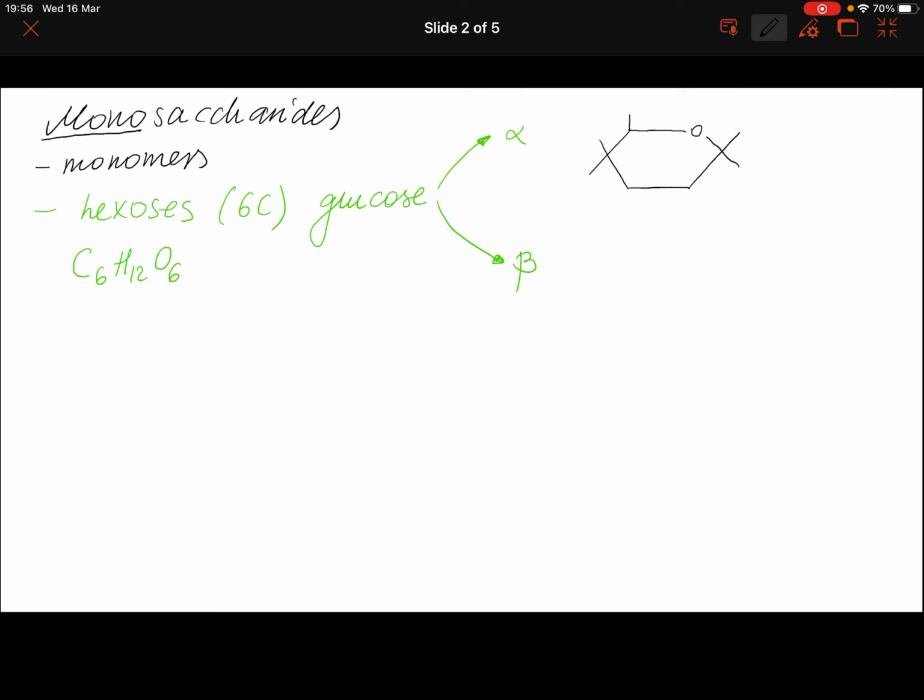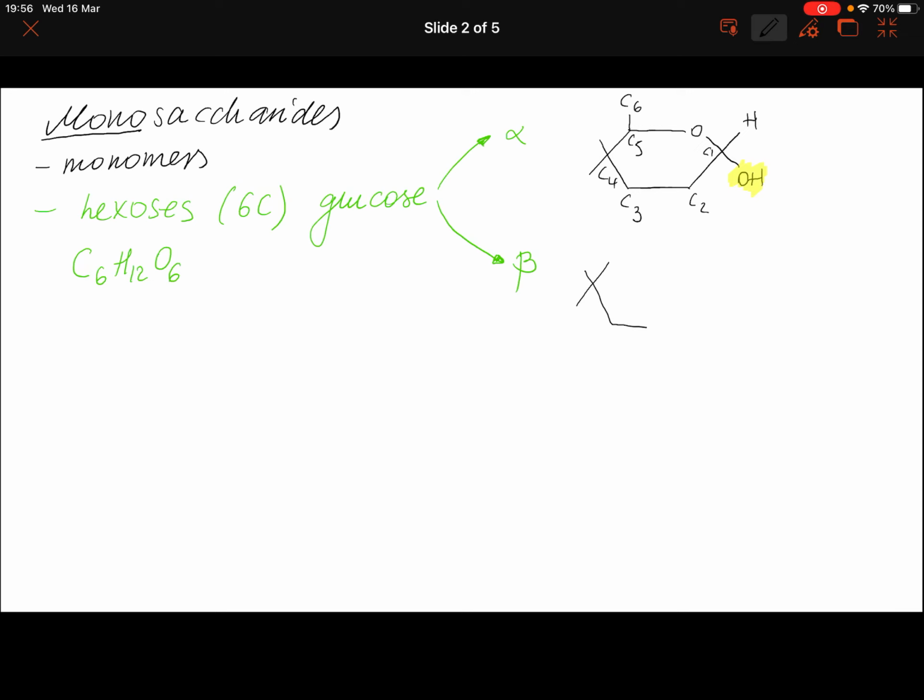So, alpha glucose is a hexose, as we said, has 6 carbons. So let's label those carbons. This is carbon number 1, carbon number 2, carbon number 3, carbon number 4, carbon number 5, and carbon number 6. What makes alpha glucose differ from beta glucose? It's the fact that the OH group is located at the bottom of carbon number 1. On the top, we can find hydrogen.